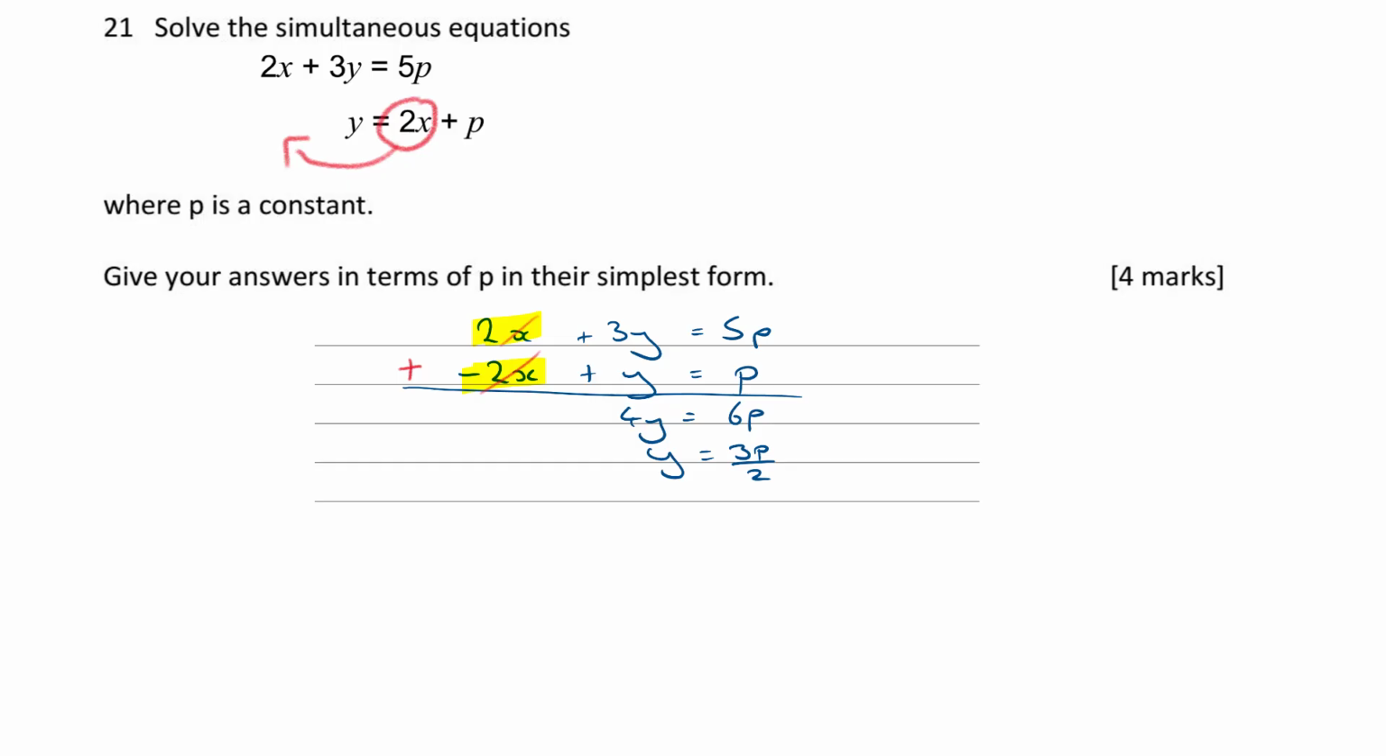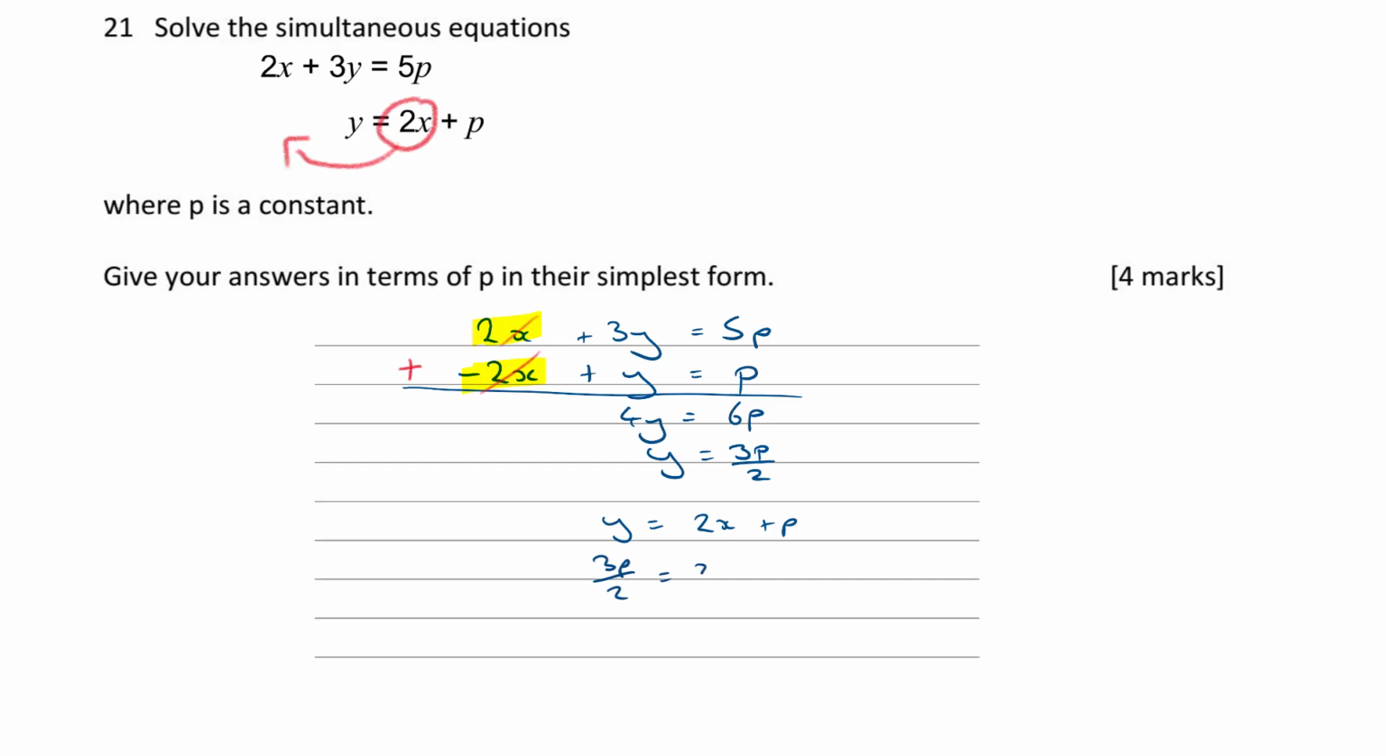So if we use maybe the second equation, it doesn't matter which one, y is equal to 2x plus p, subbing in what I know now for y, so 3p over 2 is equal to 2x plus p. Taking p from both sides, 3p over 2 is 1.5p, isn't it? So if I take p away, it's going to leave me with half p. So p over 2 is equal to 2x, and then dividing both sides by 2, I'm going to get x is p over 4. So x is p over 4 is one solution, and the other one is 3p over 2.